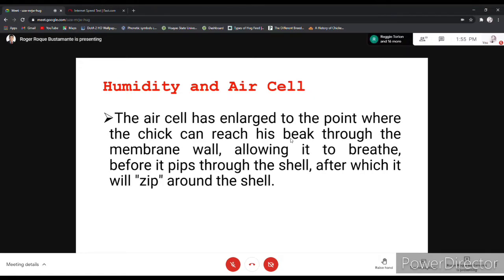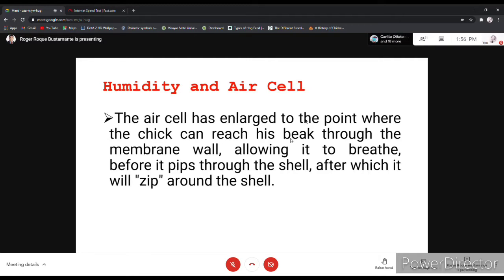So the process where the egg starts to crack, that is peeping. When you look at the egg near the air cell area, it has cracked and started peeping. In galliformes it is the beak, and in anseriformes it is the bill. Okay, so it allows the chicks to breathe before it peeps through the shell, after which it will zip around the shell. It looks like it was molded very well, the way they make their shell.